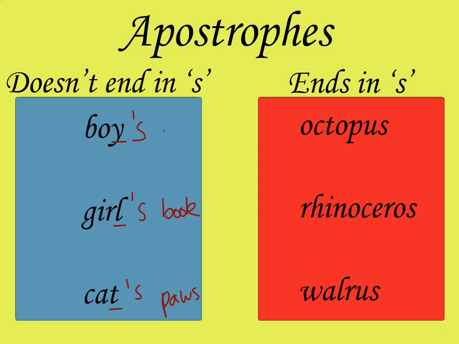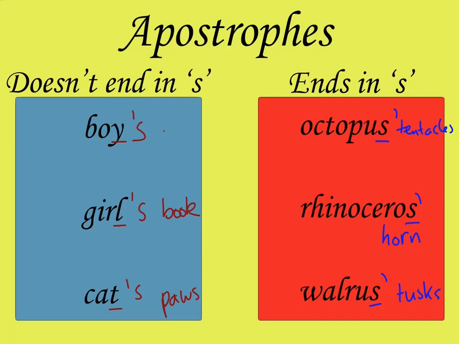If, however, the word does end in an S, like octopus, rhinoceros and walrus, we simply add an apostrophe on the end. So the octopus' tentacles, the rhinoceros' horn, and the walrus' tusks. The octopus' tentacles were clever, the rhinoceros' horn was sharp, the walrus' tusks were long. Okay?